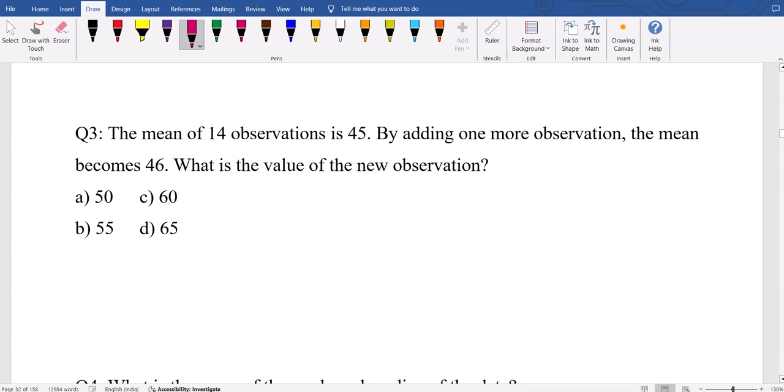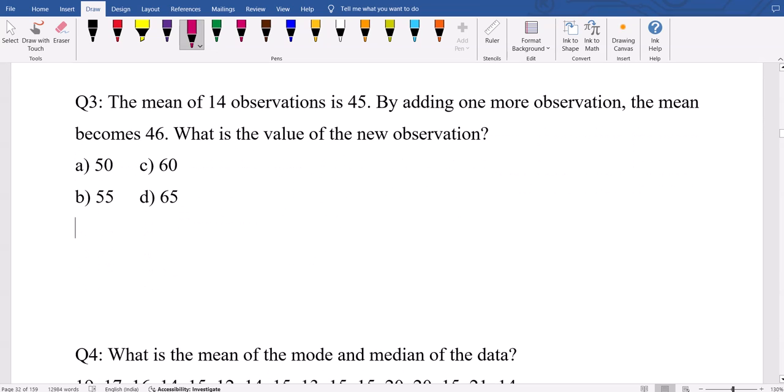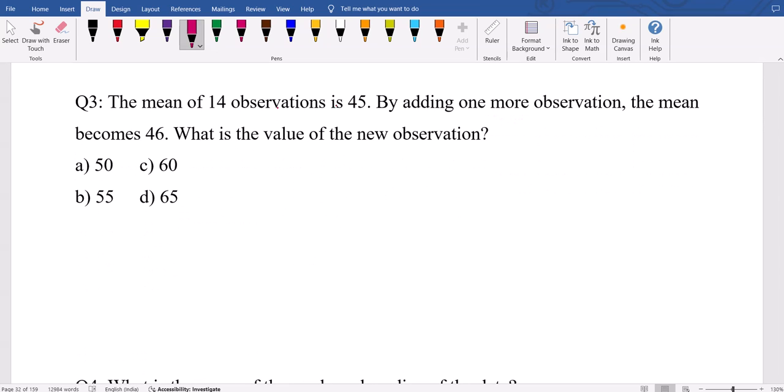Next question, this is again related to averages only. 14 observations, average is 45. One more observation is added. Average becomes 46, means one added to average. So 45 plus 15, 60 is the answer. See what you can do. 14 observations or 14 elements, average is 45. Now with one more, 15 elements, average is 46.